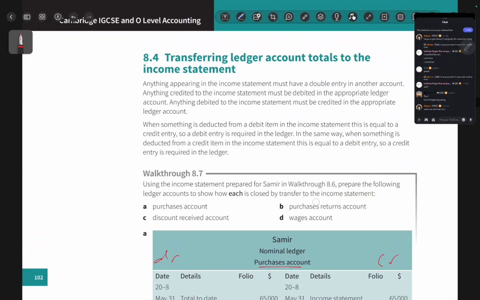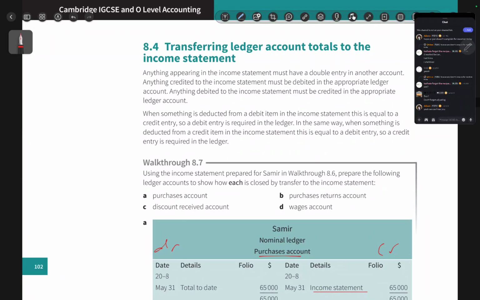And then vice versa, anything debited to the income statement must be credited in the appropriate ledger. When something is deducted from a debit item in the income statement, this is equal to a credit entry. So a debit entry is required in the ledger.